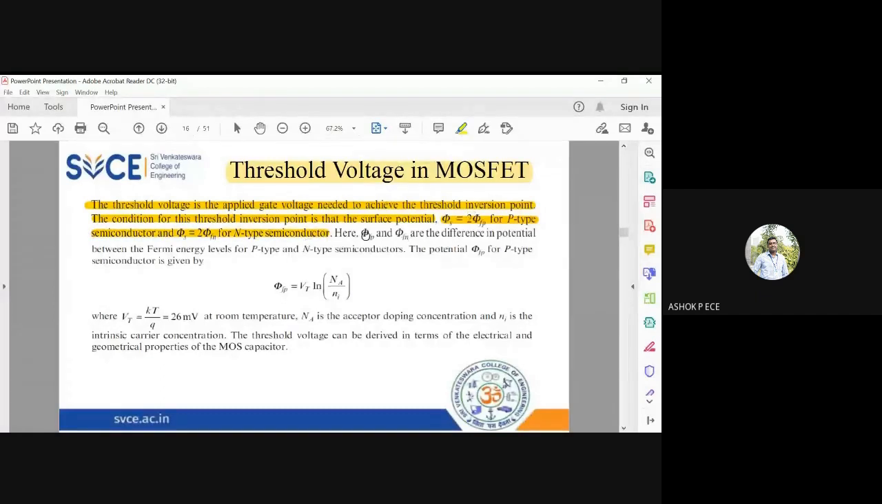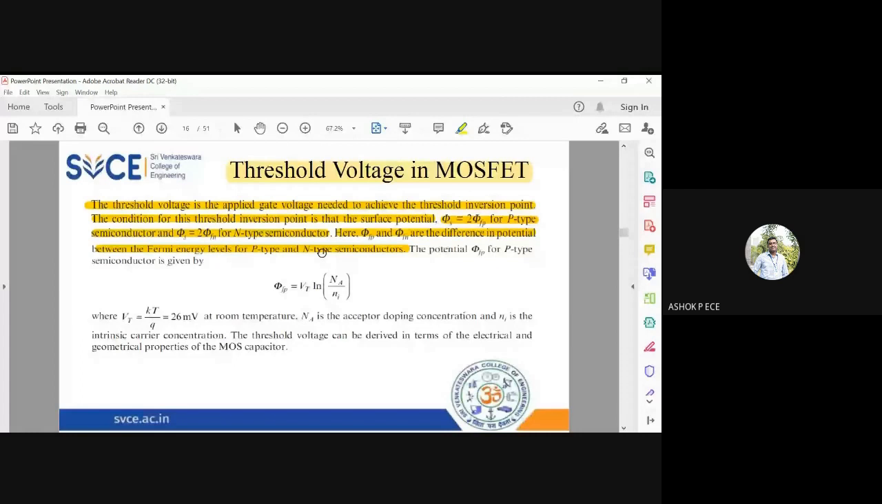This phi FP and phi Fn is the difference in potential between the Fermi levels of energy of P type and N type. You know in N type, the Fermi level is close to the conduction band, and in P type, the Fermi level is close to the valence band, right? So find the difference in potential, that is going to be phi FP and phi Fn.